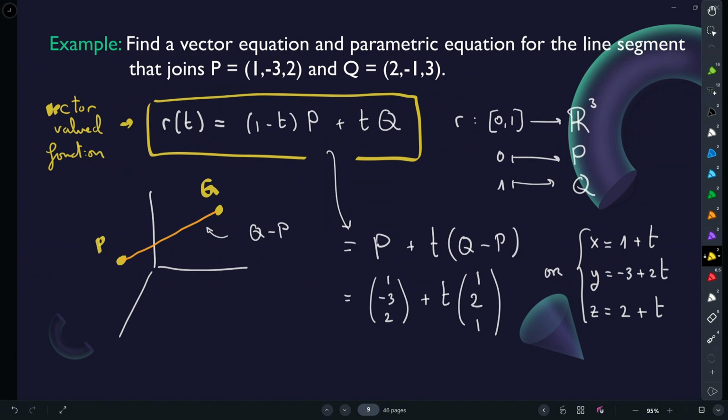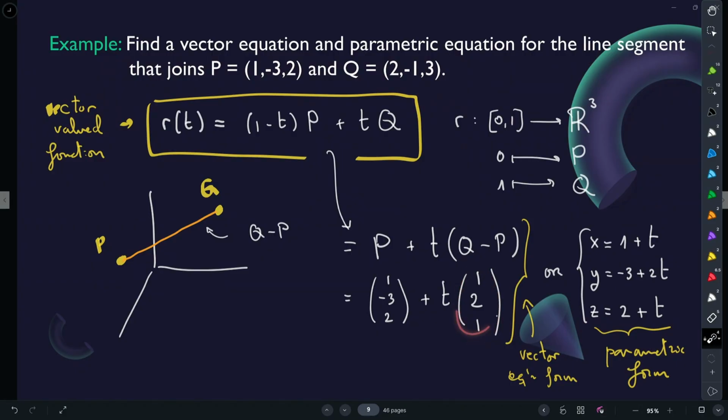And either one of these is the vector equation form, and this is a parametric form of expressing the vector valued function, okay? It is a vector equation form because this is a vector, it's a point plus multiples of a vector, while this is just the parameters for that line. There was also the symmetric form for a line, but that's not the point of this section, where I'm trying to put everything in terms of vector valued functions.